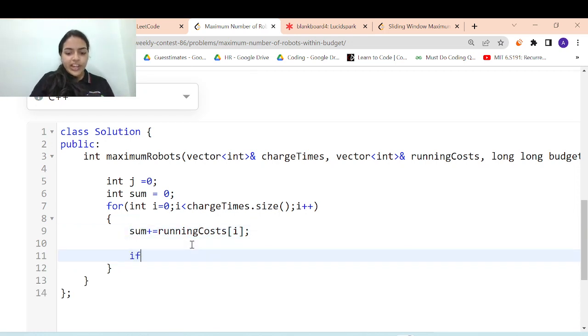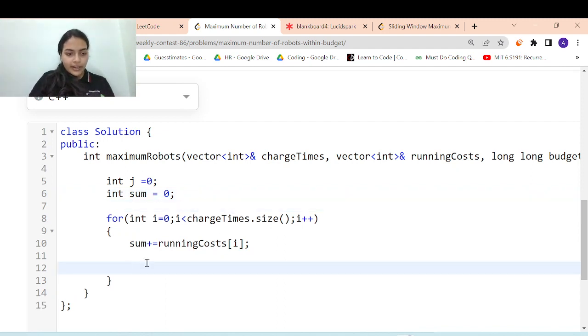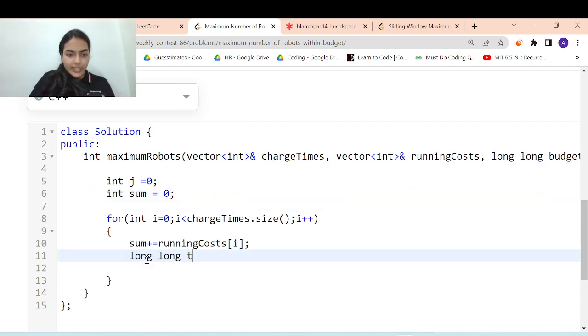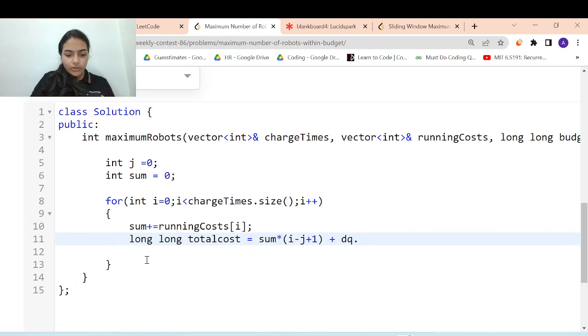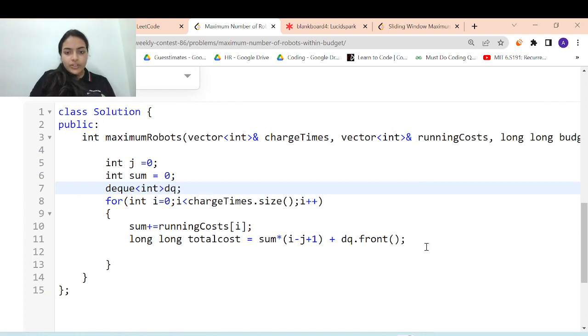Now we have to give the condition check. How many elements are you checking? Let me take another variable, total cost, so that it's better. Let's not make it messy. Let's write another variable, long total cost. Now what is the value of total cost? Sum into i minus j plus 1, plus you will get the topmost element from the DQ, so DQ dot front. Now we have not yet declared a DQ, so we will need to declare it. So deque of int DQ. The front element of the DQ will give you the maximum element.